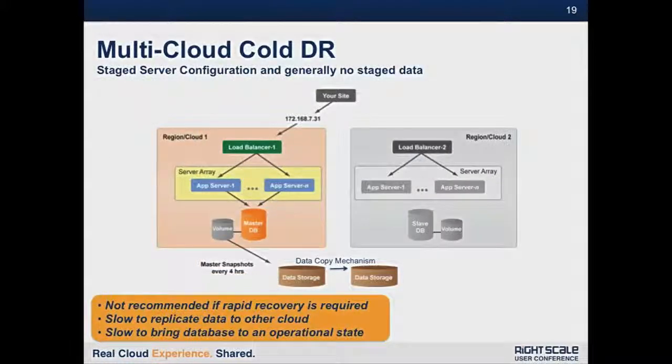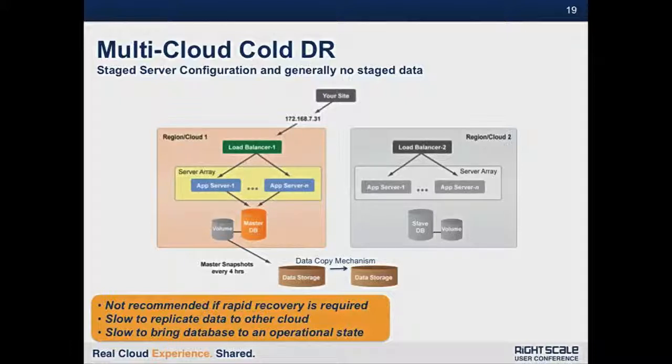So cold DR, multi-cloud cold DR. You notice that we have region/cloud 1 on the left and region/cloud 2 on the right. Everything in region/cloud 2 is grayed out for a reason. Nothing there is running, okay? And those of you familiar with the RightScale platform and the server template methodology know that you can basically clone your environment. You could have this environment in region 1, clone it, move it into region 2 and have it ready to run, but not running, right? And you can then click the launch all button and those servers will come up.